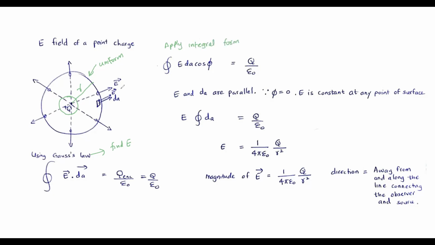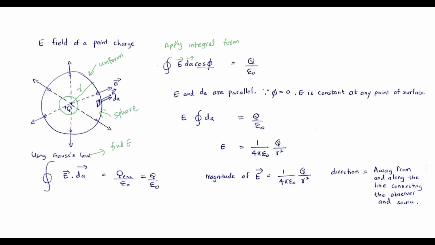Once we are using the integral form, we can write that we multiply the electric field vector E with the area vector dA, right? And then we can also write cos phi to show that we are taking the general dot product between electric field and the area vector, right? So in this case, since we are having a source charge right in the middle of the sphere, the electric field at the surface of the spherical sphere is perpendicular to the surface of the sphere.